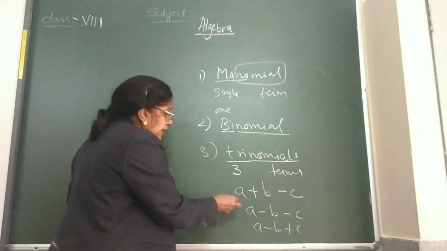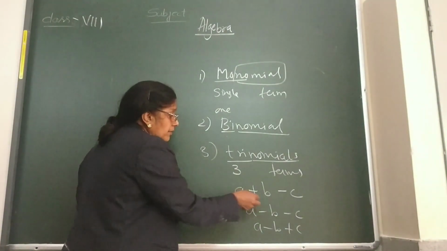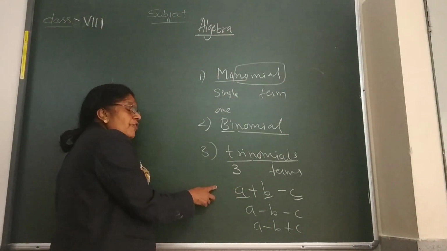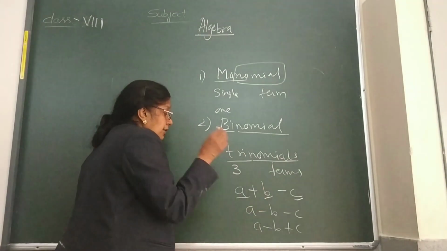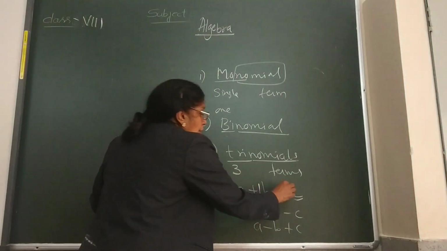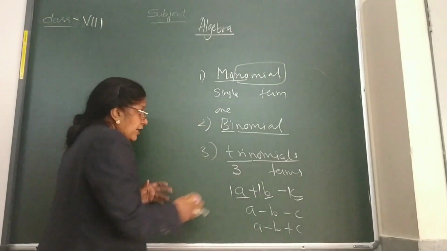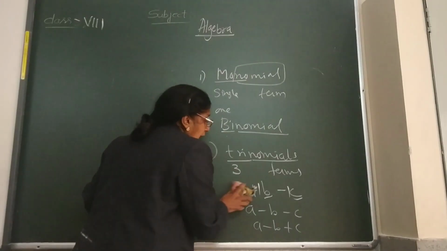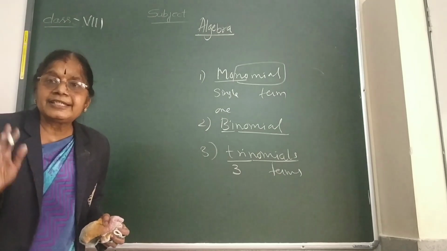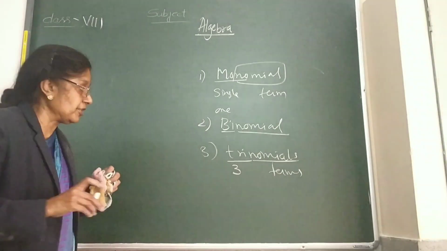Now in the trinomial, A is one term, B is another term, C is another term. What is the coefficient of A? There is no number, so it is considered to be 1. The coefficient of B is also 1, and the coefficient of C is also 1. So in a monomial, binomial and trinomial, you can also write down the coefficient of each term of the expression.